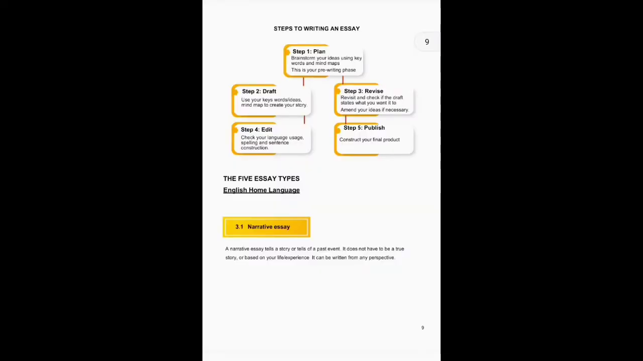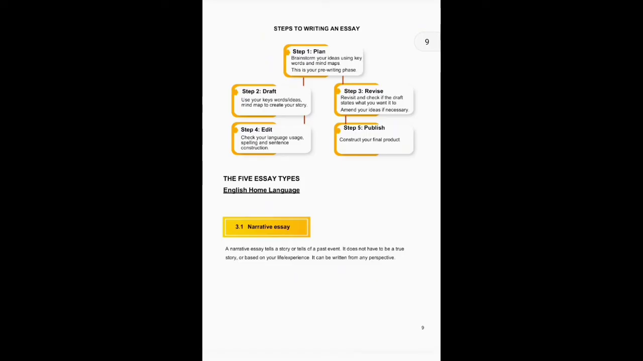I want to explain how you plan your essay. How do you plan your essay? You brainstorm your ideas using keywords and mind maps. This is your pre-writing phase. Number 2, you draft. Use your keywords, ideas, and mind map to create your story. A mind map is where you write your planning.